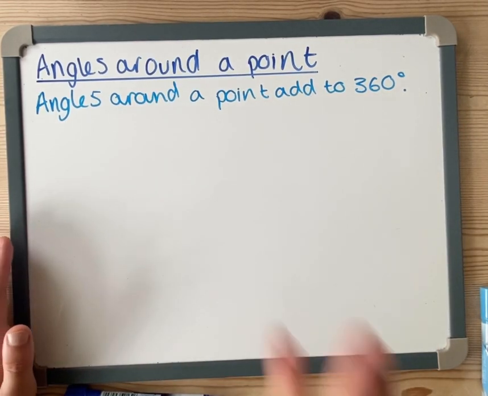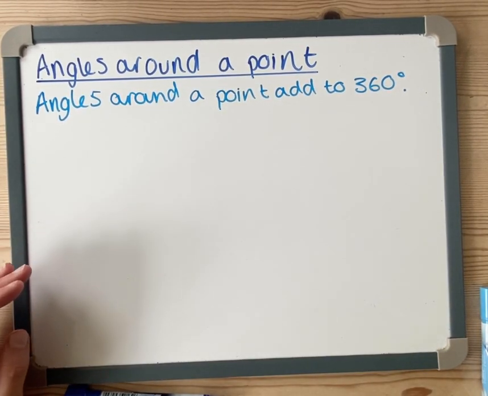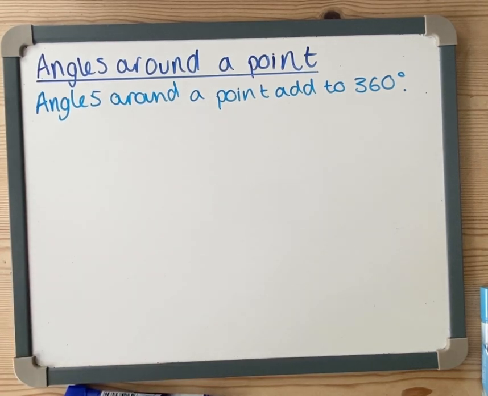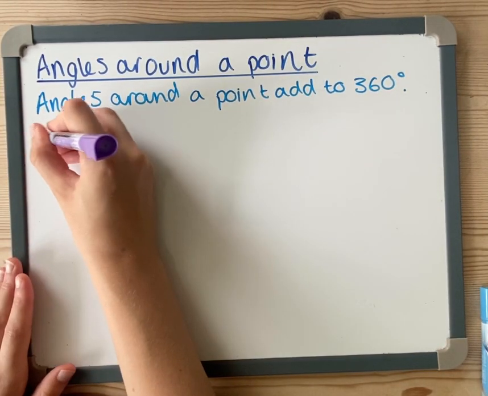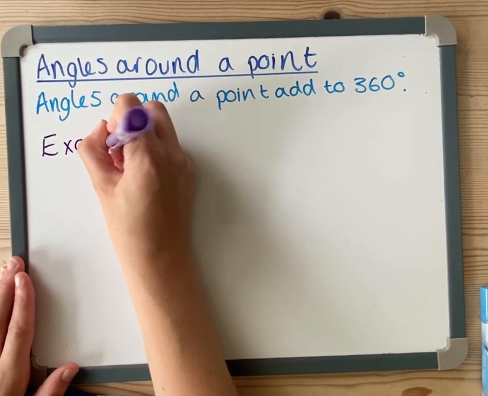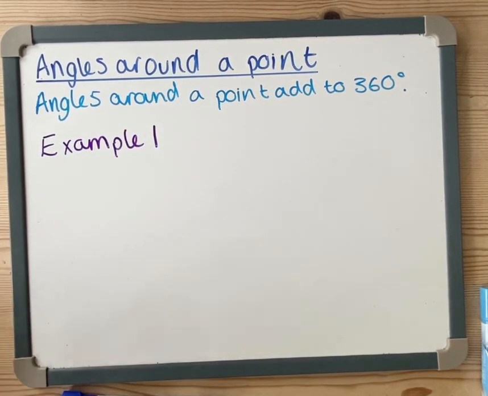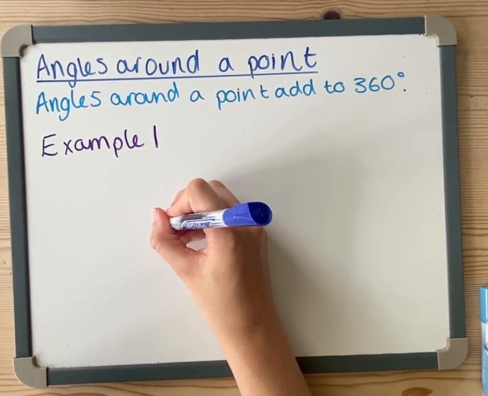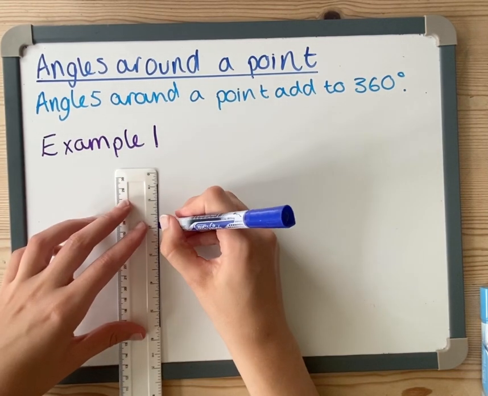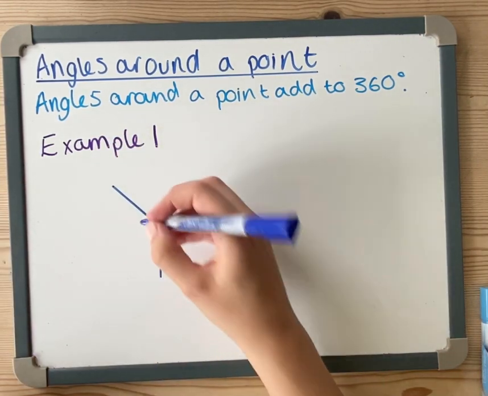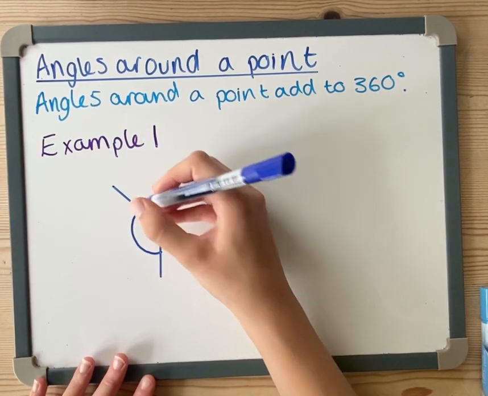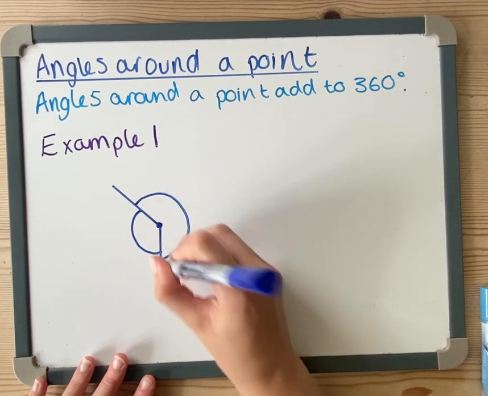I am going to do 3 different examples now, and I would like you to write each of these examples into your book. It would be a good idea to draw the examples in pencil. So we are going to start, and we're going to leave our rule at the top the entire time. We're going to start with example 1. And I'd like you to draw this diagram. So I have my point. And I've got an angle here. And I've got an angle here.